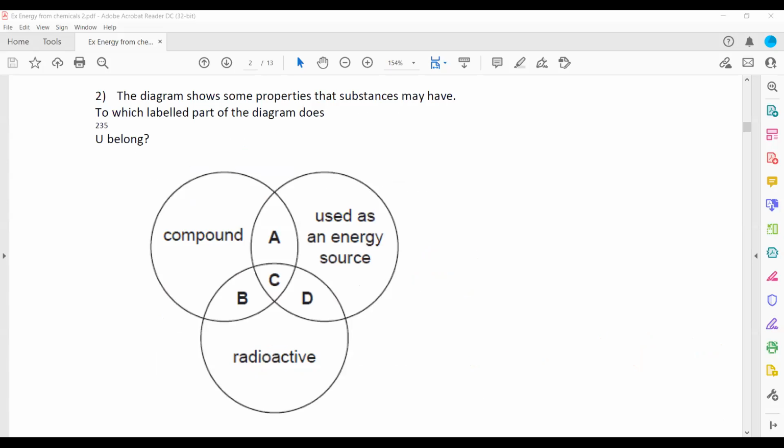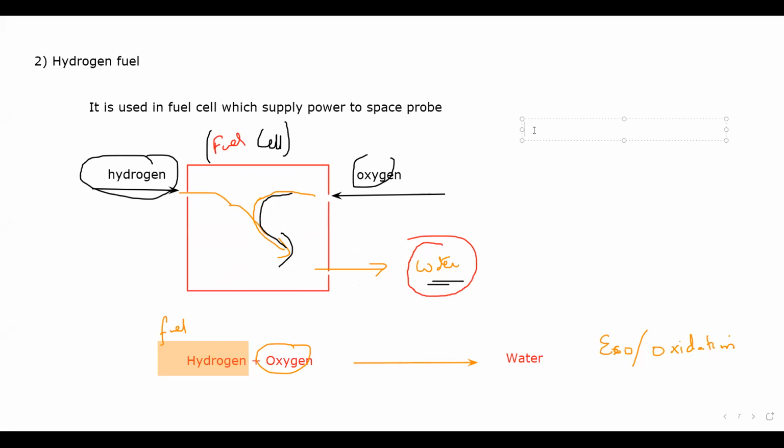How is it used as a fuel? Because the hydrogen reacted with oxygen. So what is the meaning of the fuel? The fuel means the substance which releases energy. So the substance which releases energy is known as a fuel. Because when hydrogen reacts with oxygen, it forms water, and due to this chemical reaction, energy is released. So we say that hydrogen is a fuel here.